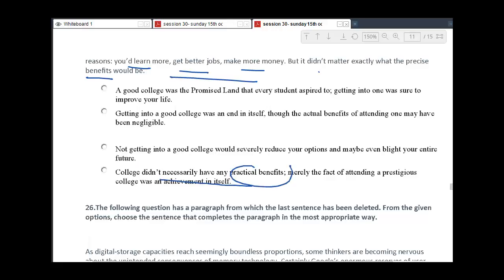Now this cannot be the right answer because I can easily throw it out. On the one hand, the author says that you would learn more, get better jobs, make more money, but he says it didn't matter exactly what precise benefits would be. So he's going in a positive direction. On the one hand, he says that lots of benefits are there, and then you say that it didn't have any practical benefits.